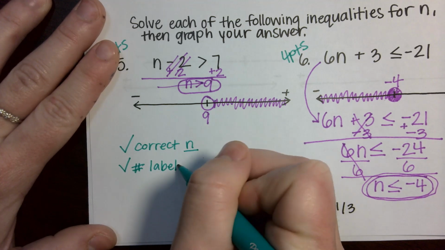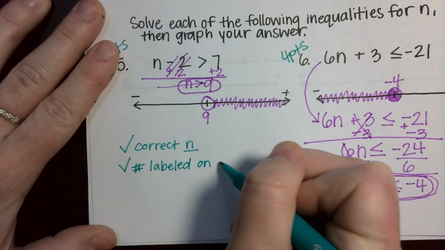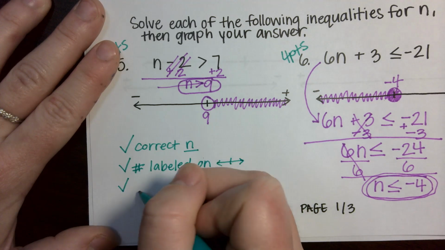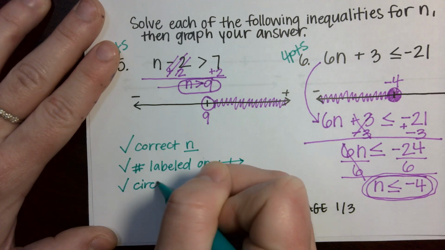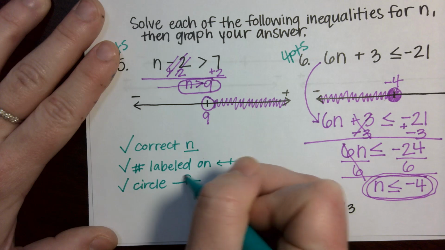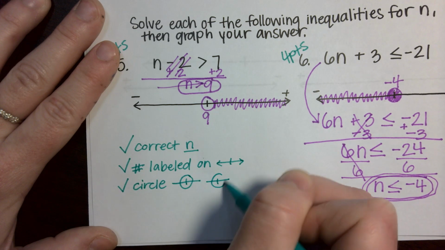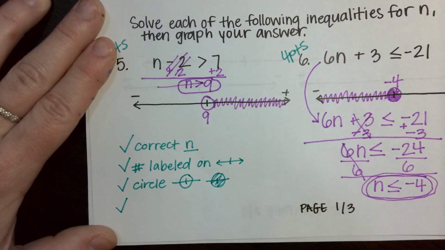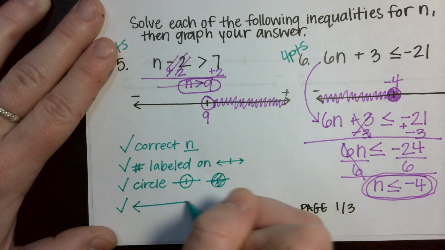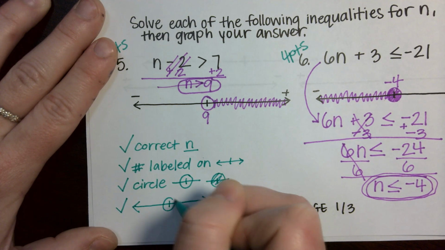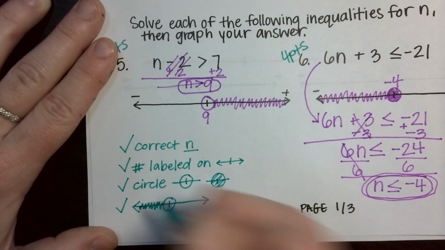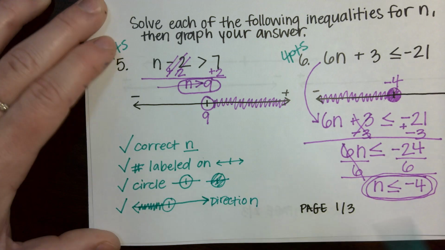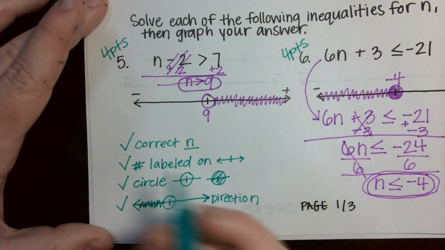So number labeled on tick mark. The second point here is circle. So that's either open or shaded. And the other point comes from direction. So those are all 4 points each.